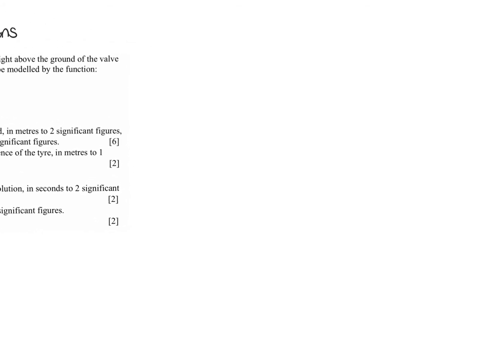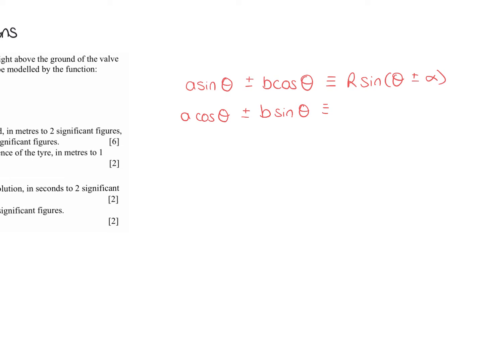The formulae were: if you had A sine theta plus or minus B cos theta, we could write that as R sine theta plus or minus alpha. And if you had A cos theta plus or minus B sine theta, you could write those as R cos theta minus or plus alpha. So those are the R addition formulae, if you like.